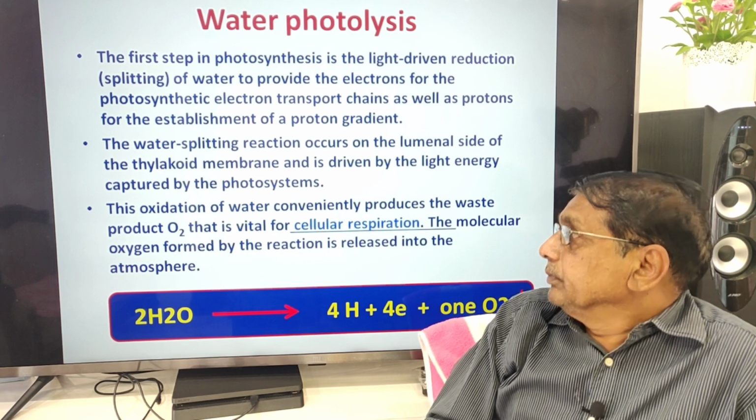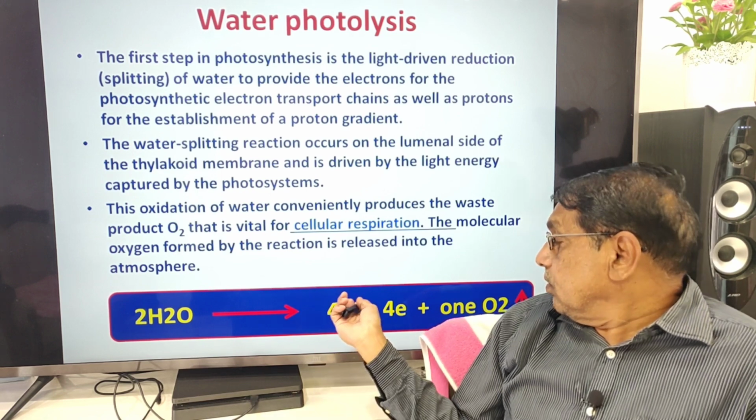Water photolysis: splitting of water, releasing oxygen.